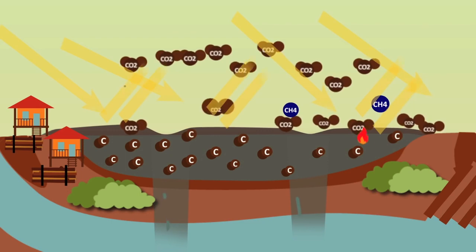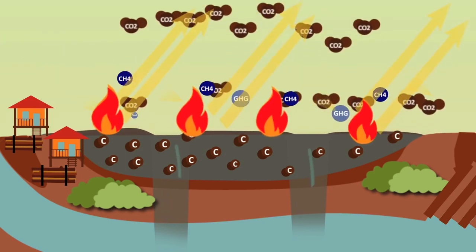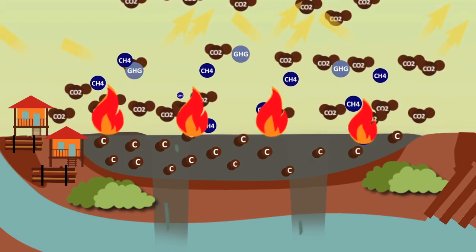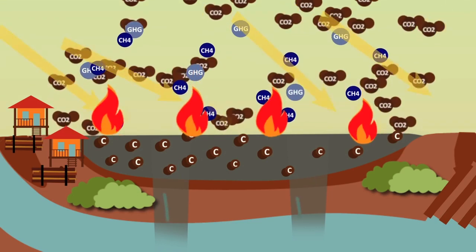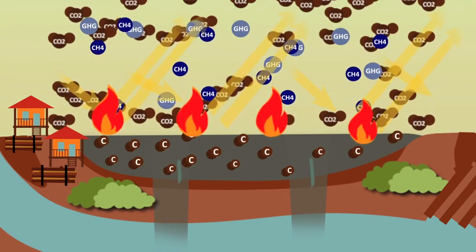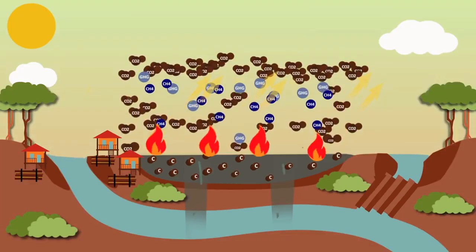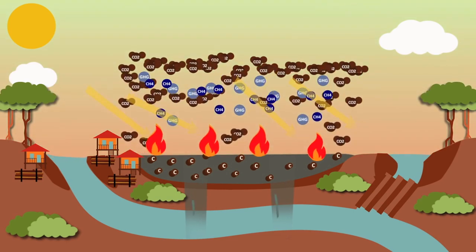Seasonal peat fires further accelerate the process, sending vast amounts of carbon dioxide and other greenhouse gases into the atmosphere. This not only affects the local area, but the greater environment.